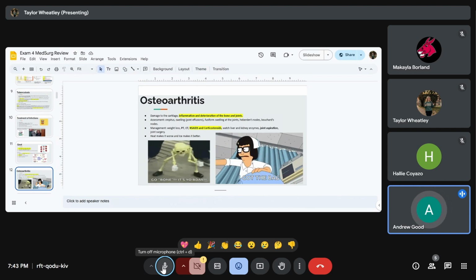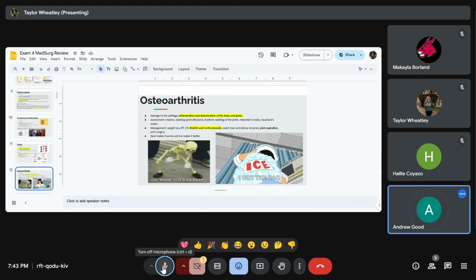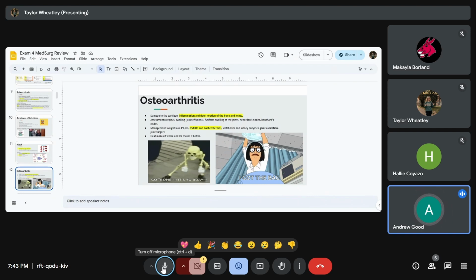Management, big ones I can talk about here. You can read through them a little bit. PT, you want to do light exercises, very, very light, not heavy, strenuous exercises. NSAIDs and corticosteroids decrease that inflammation. That's great. Sometimes they'll do a joint aspiration. That's something that could help them if they really wanted. Heat makes it worse, and then ice makes it better. So this is where it differentiates from rheumatoid arthritis. Heat makes rheumatoid arthritis better, and ice makes osteoarthritis better.